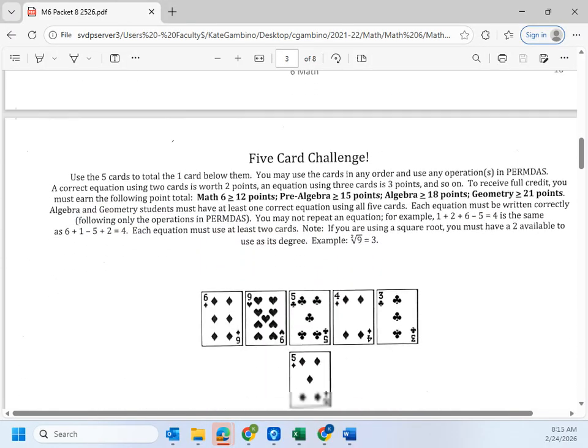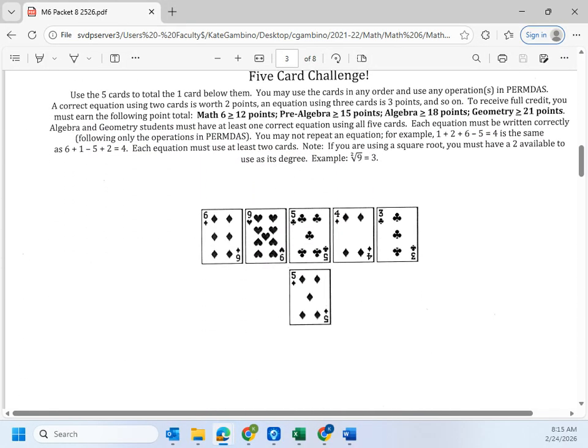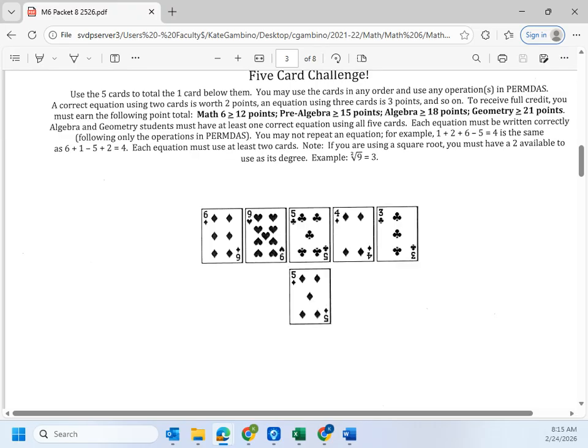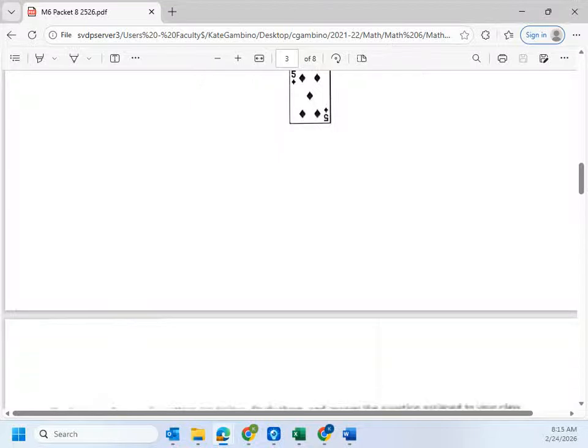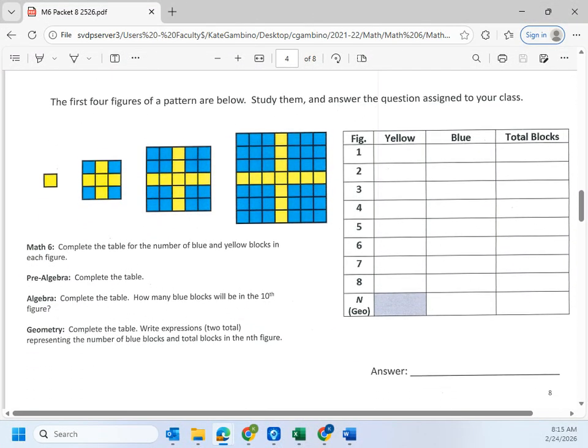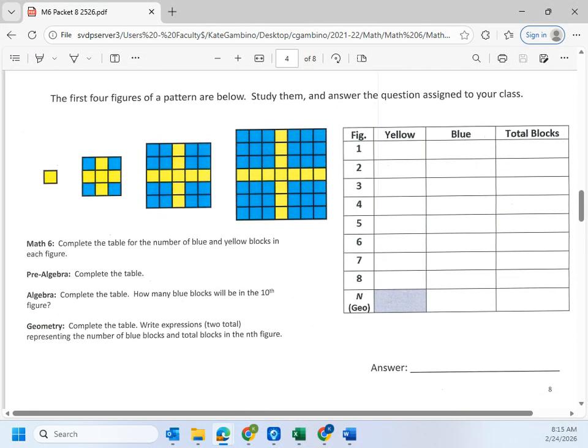Our next page is our 5-card challenge. We know how to do that, making sure that our different number combinations equal the number 5. Then we have our pattern page.